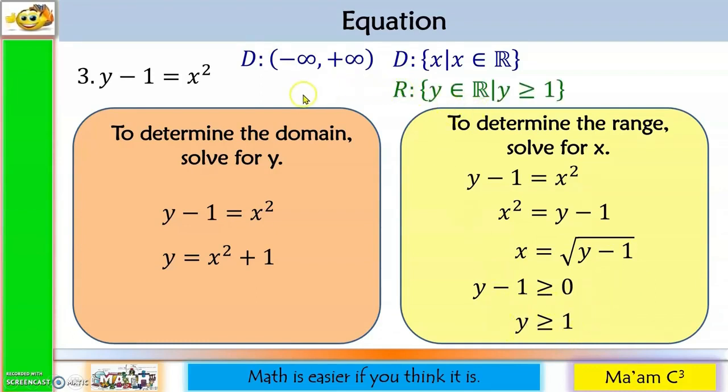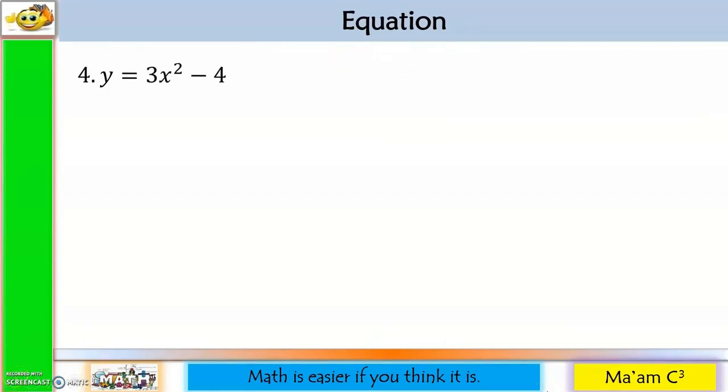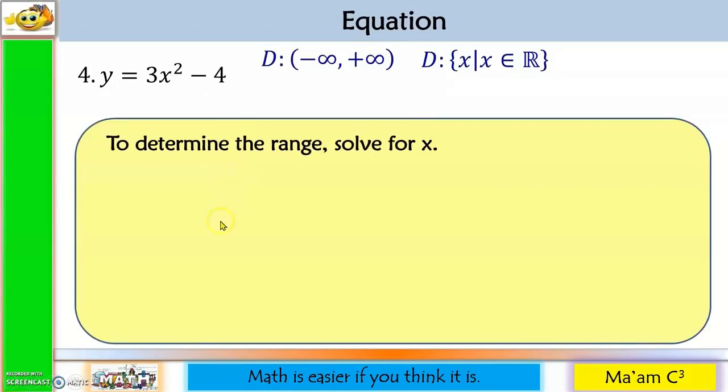Now, how do we write that in interval notation? So you start from 1, going to positive infinity. There is an or equal, so we make use of a bracket. 1 to positive infinity. Number 4, y is equal to 3x squared minus 4. This is actually a quadratic function. And if it is a quadratic function, the domain is always the set of all real numbers. Now for the range, let us solve for x.